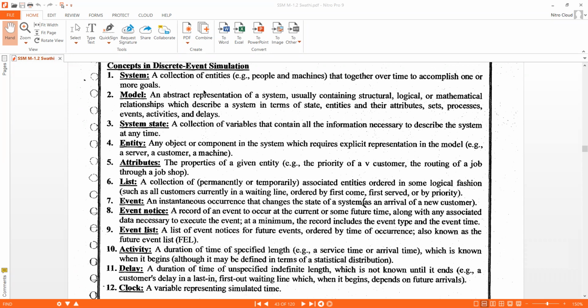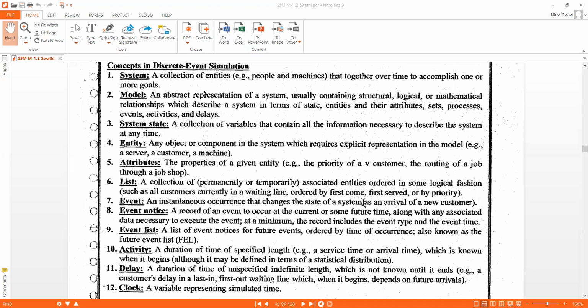What is system? System is a collection of entities. For the entities we can give examples such as people or machines; a person is an entity. A system is a collection of entities that work together over time to accomplish one or more goals. Those entities are together over time to accomplish some task, and that is called a system.